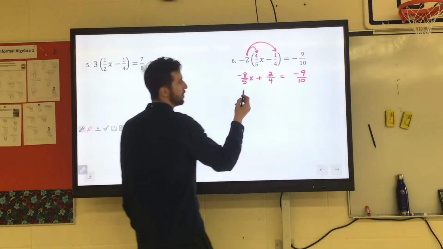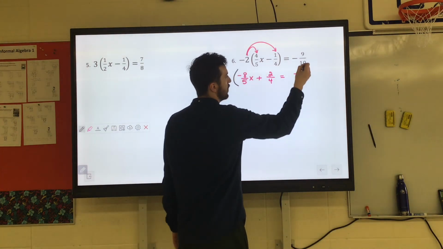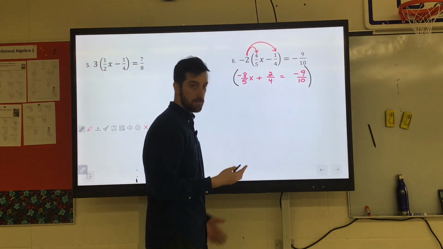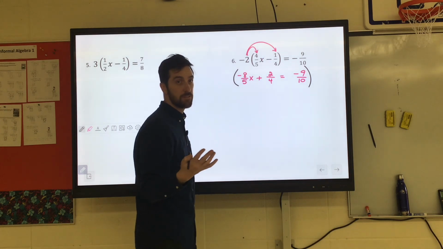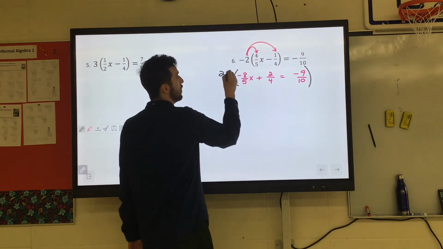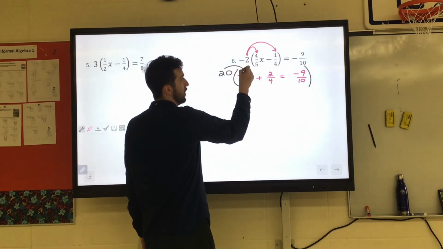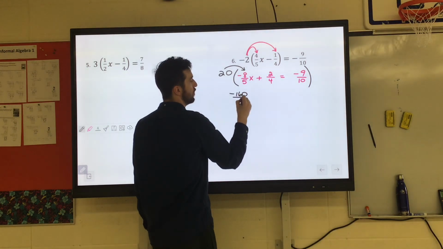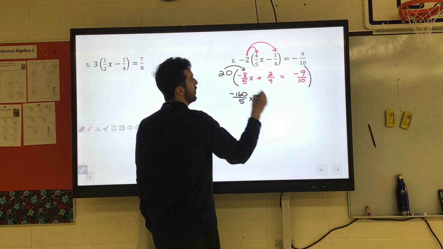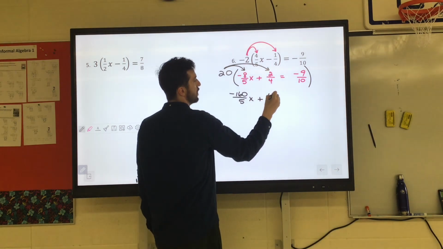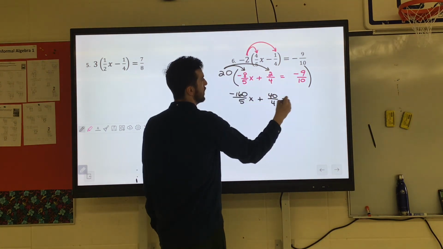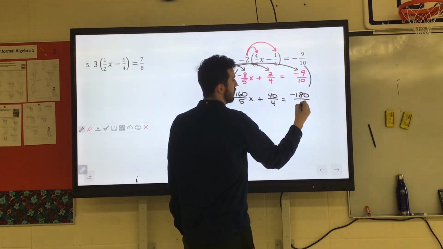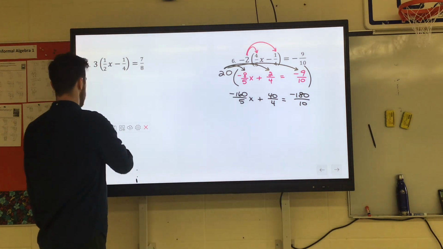So we're looking for a number that 5, 4, and 10 all go into. They all go into 20. Do they all go into 6,000? Yeah, they do. We could use 6,000. But 20 is the smallest one that all these denominators go into. So we're going to multiply it up in the numerator. So we'd have negative 160 over 5x plus 40 over 4 equals negative 180 over 10. So let's divide all these.